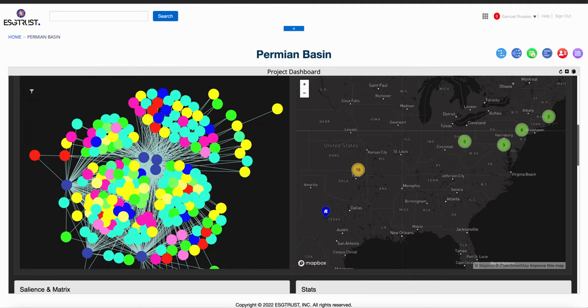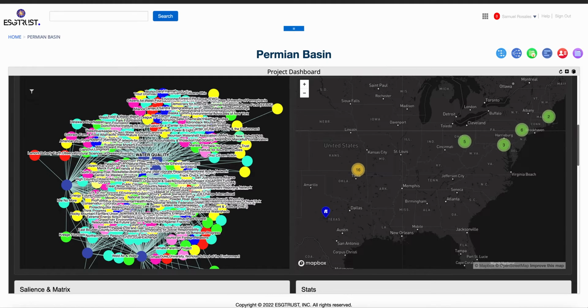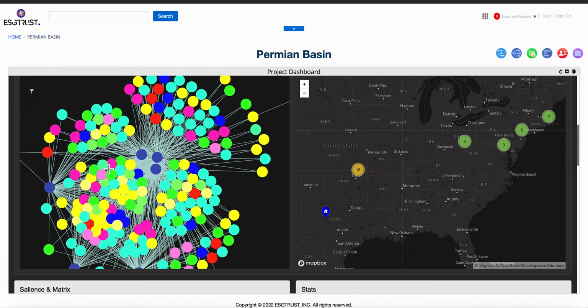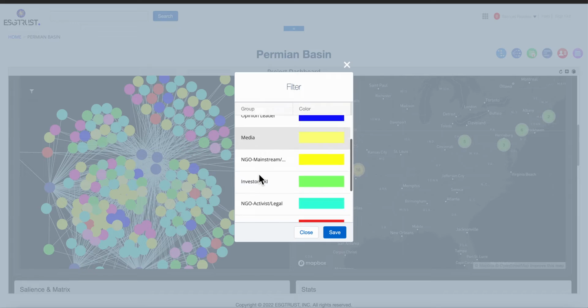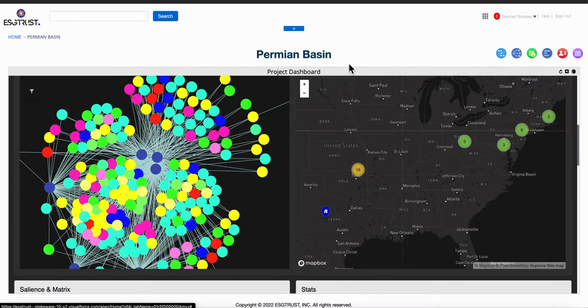Finally, when we're looking at stakeholder data, we're looking at it from the perspective of one of those investments or projects. So here on the left-hand side, we're looking at a network of stakeholders for this project. We can easily identify what kind of stakeholders they are based on their color coding. And we can also filter.